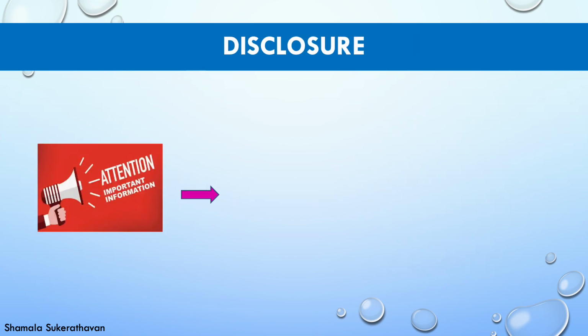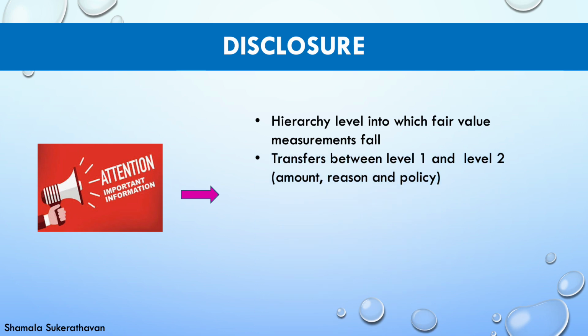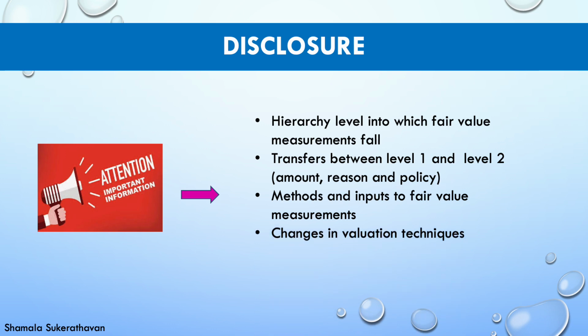Finally, looking at disclosures. IFRS 13 includes enhanced disclosure requirements. These include: 1. Information about the hierarchy level into which the fair value measurements fall. 2. Amount and reasons for any transfers between Level 1 and 2, as well as the accounting policy for determining when transfers between levels are deemed to have occurred. Transfers into and out of each level shall be disclosed separately. 3. Methods and inputs to fair value measurements. 4. Changes in valuation techniques.